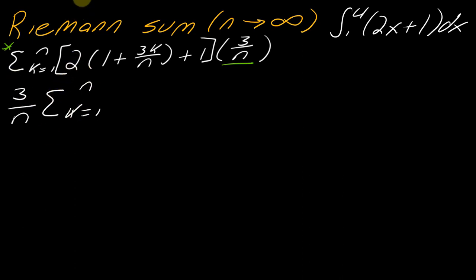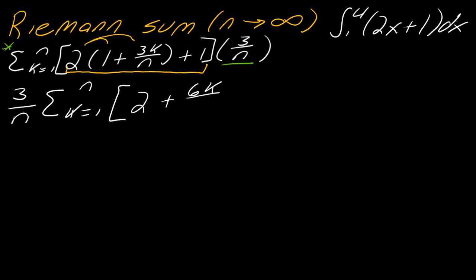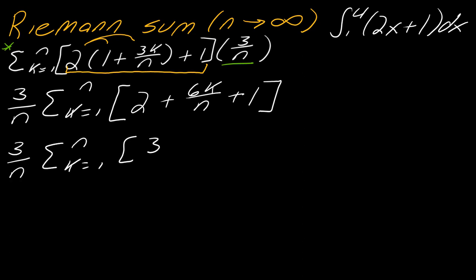Now I also want to focus on this piece in here. What can I actually do? Well, I can distribute the 2 at least. So let's do that. I'm going to keep the square bracket here and distribute the 2. So this becomes 2 plus 6k over n, and then I've still got this plus 1 at the end. Okay, so now I can go another step farther. So this will be 3 plus 6k over n.